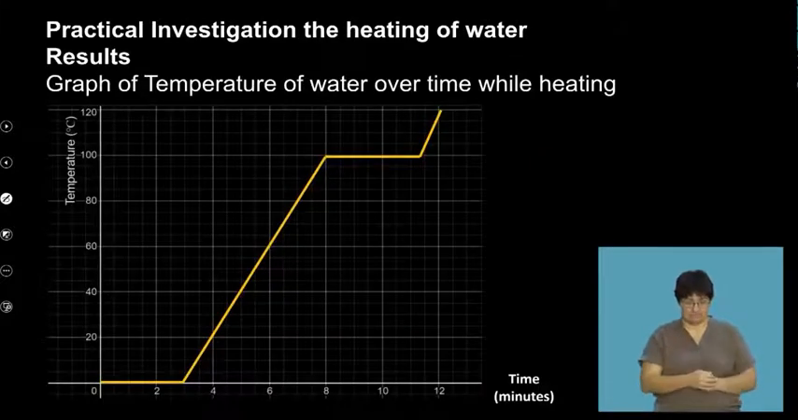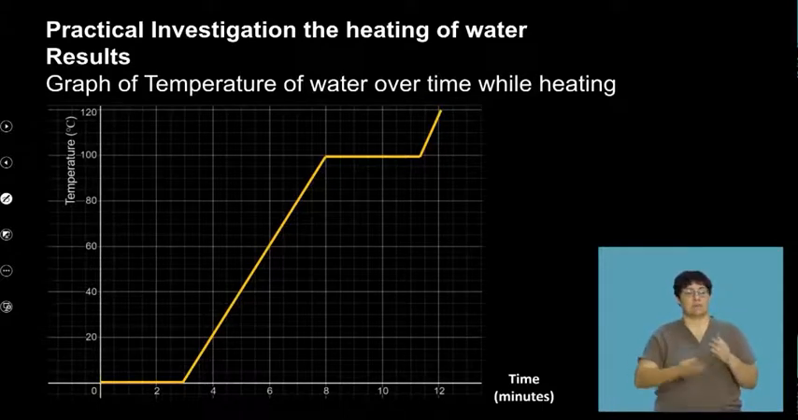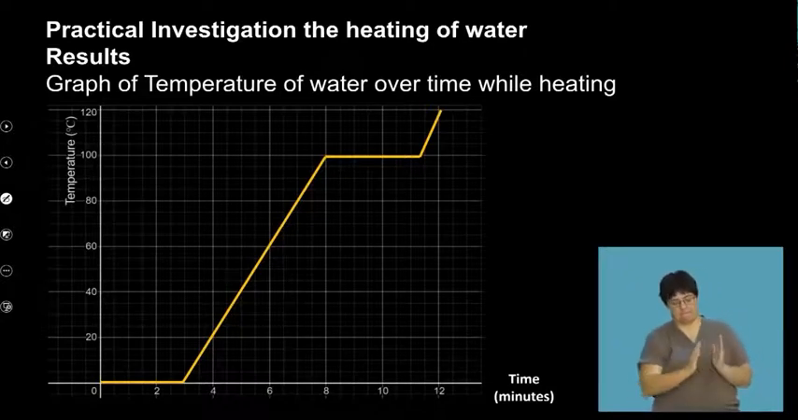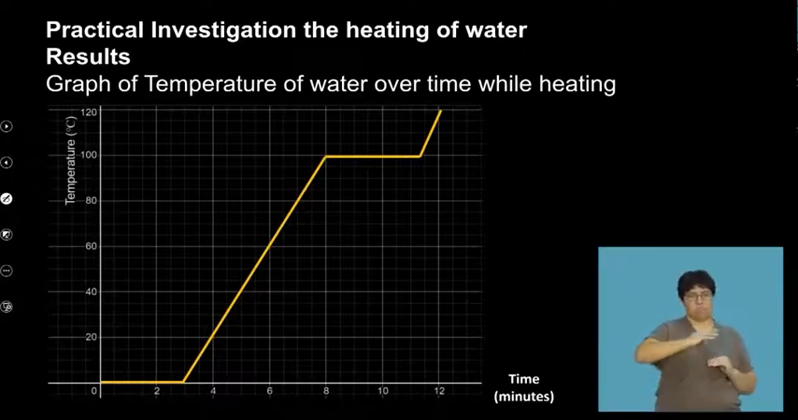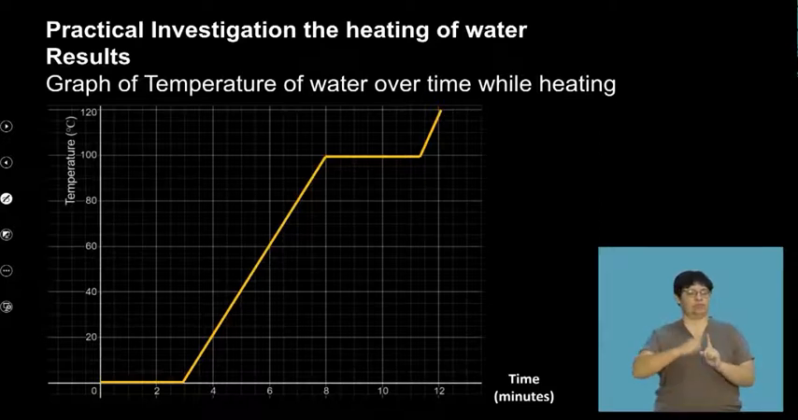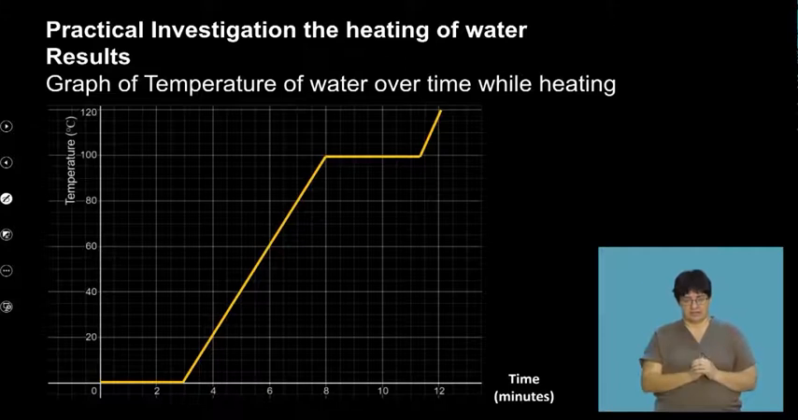Now suppose these are the results that we obtained. Below here we've got a graph of the temperature of water over time while we heat this substance. You'd realize that within the first 3 minutes there is no temperature change as we heat that substance. During the first 3 minutes of heating, the temperature remains constant, and this is coupled with a change of phase from solid to liquid.